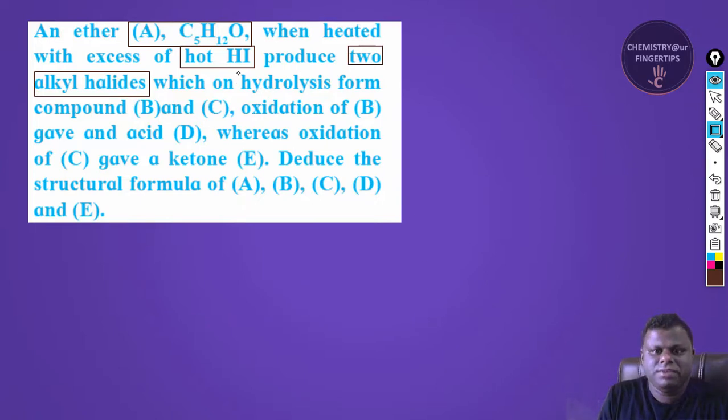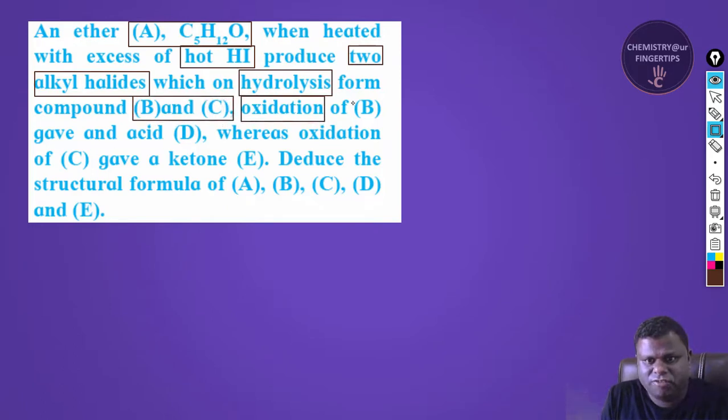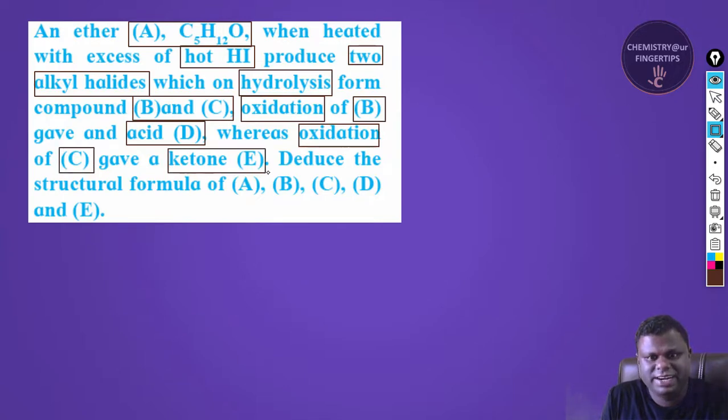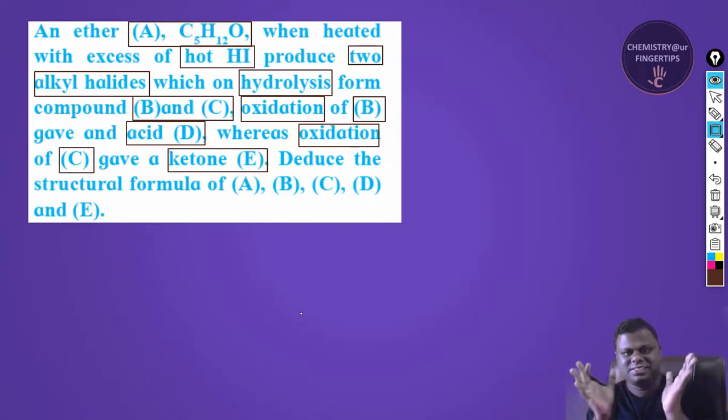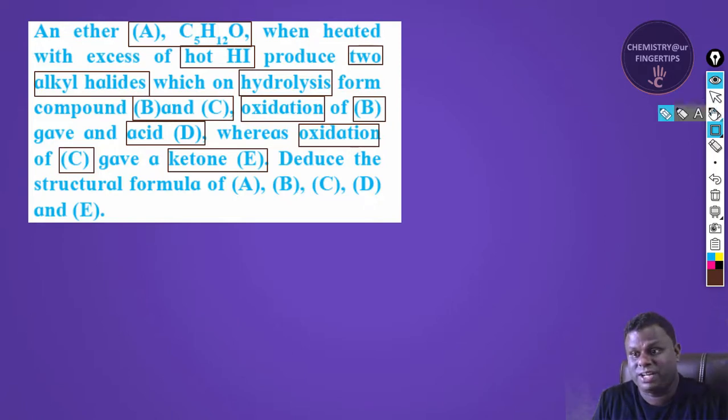Yes, and this on hydrolysis produces B and C. Okay, now oxidation of B is going to give an acid D. Okay, whereas oxidation of C is going to give you a ketone, right? So can you just actually understand what exactly happens?